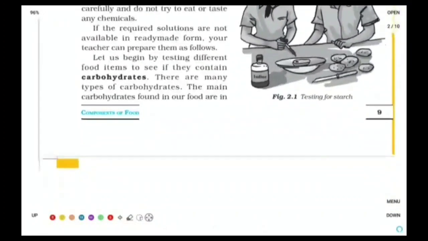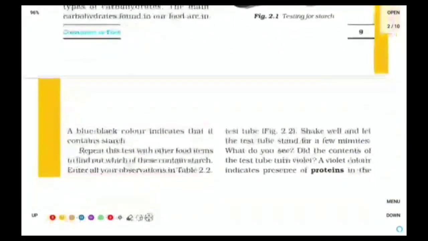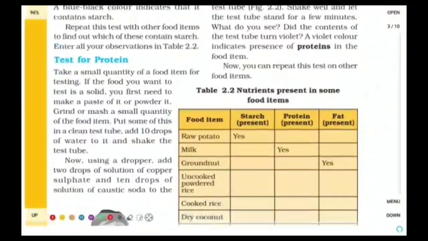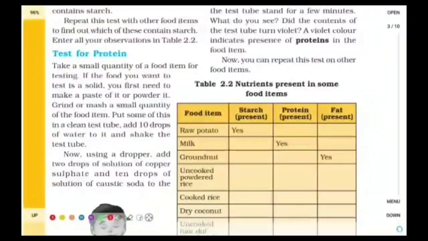Test of protein. How do you test protein and what actually are proteins? Proteins are known as body building food of our body, right? They help us in building body, strong muscles, strong bones, etc. So how do you test if a food ingredient contains protein or not? Now take a small amount of food item, right? Note that the food item should be in the form of a paste or a powder, right? You have to make it a paste or a powder.